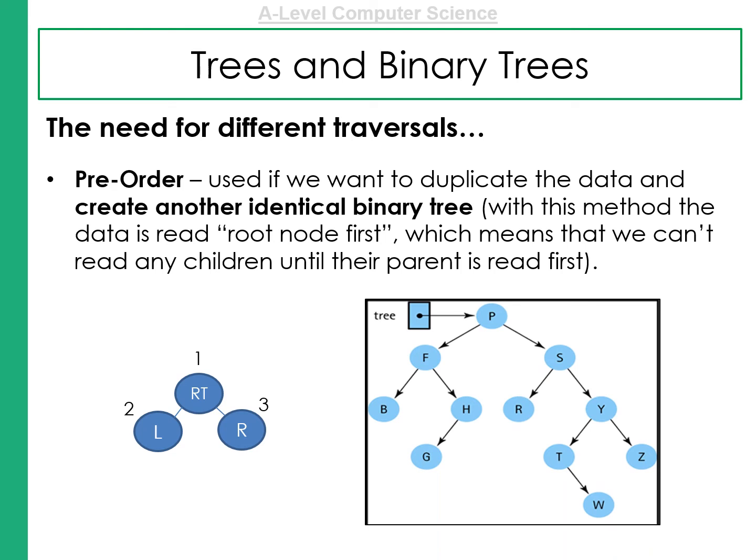So now we've got an understanding of the different types of traversals, let's have a little bit of a think of how and the need for these different types. Pre-order traversal is quite a common order. It's used often if we want to duplicate the data and create another identical tree. With this method, remember, the data is read root node first. So that means that we can't read any children until the parent is read first.